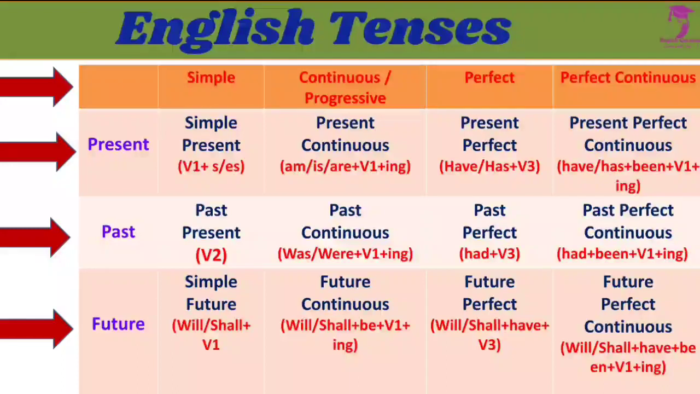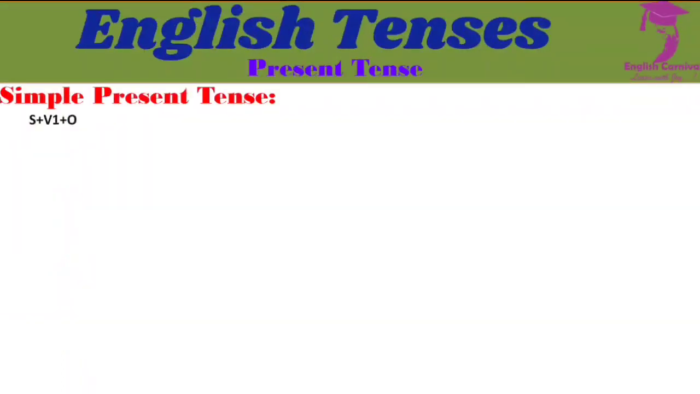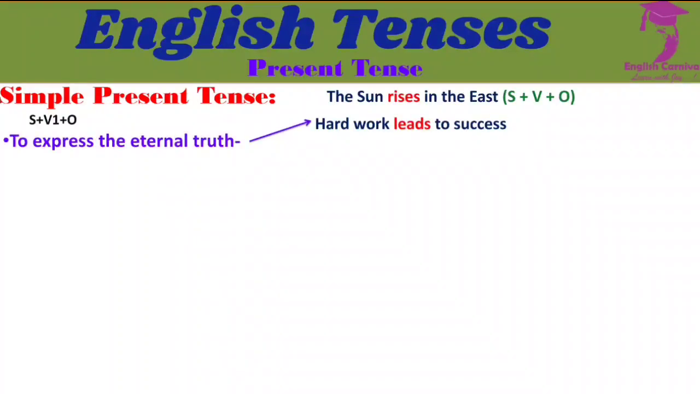Friends, let's begin with the present tense and see what present tense means and how it works. So the basic structure of simple present tense is subject, V1 plus object. Friends, there are certain situations in which we are supposed to make use of this tense, or sentences should be composed in this tense. At first, this tense is used to express the universal or eternal truths, and we have the examples: the sun rises in the east and hard work leads to success.